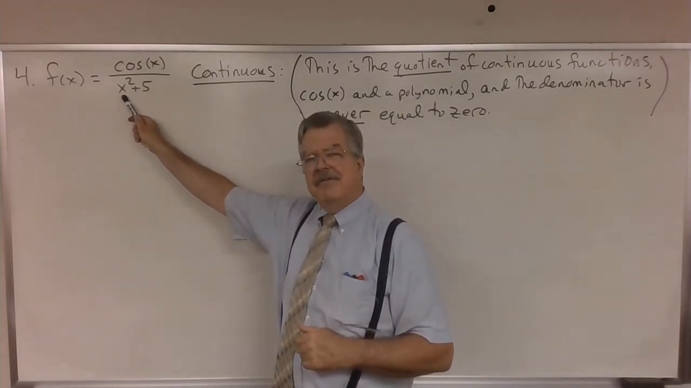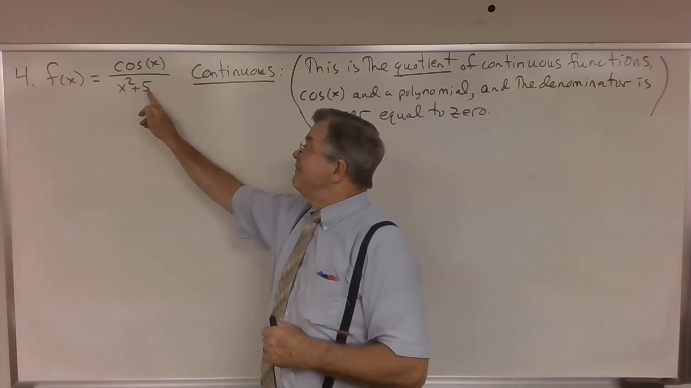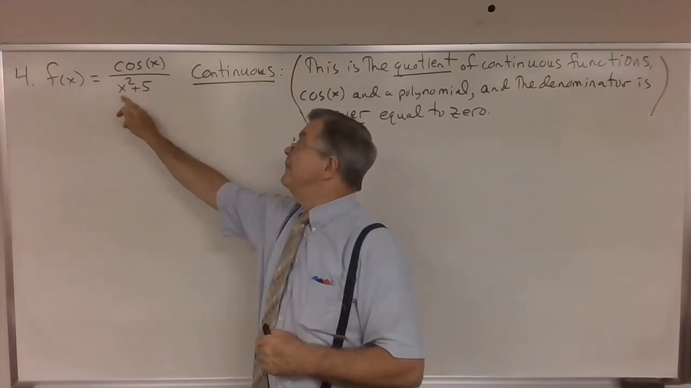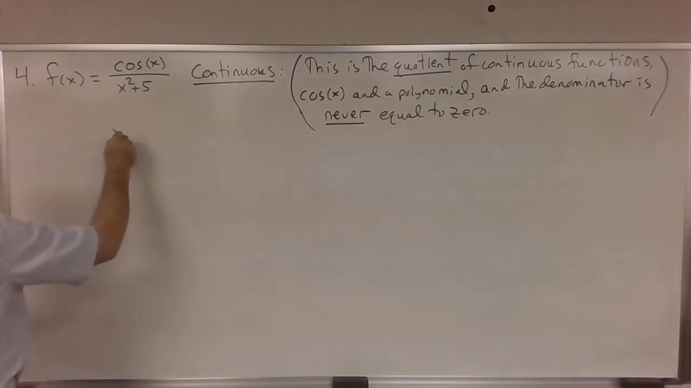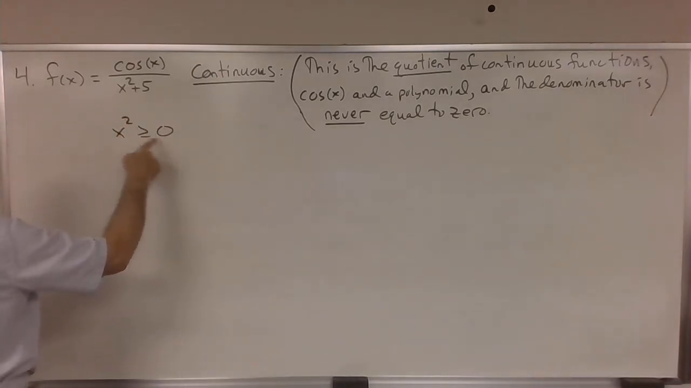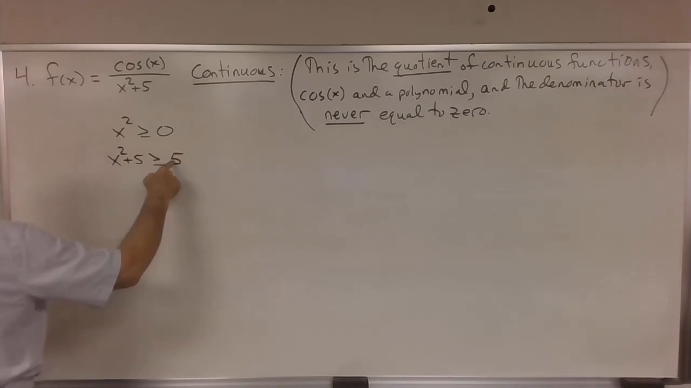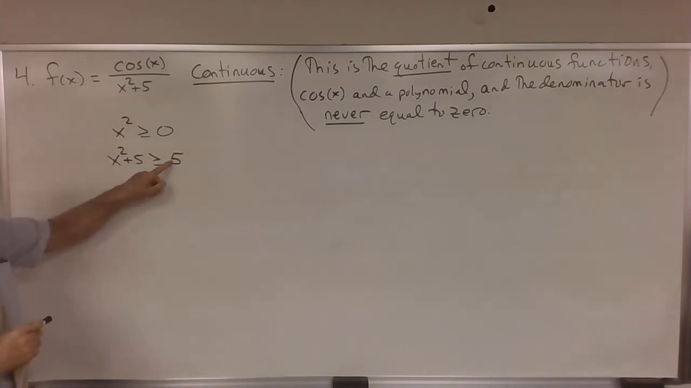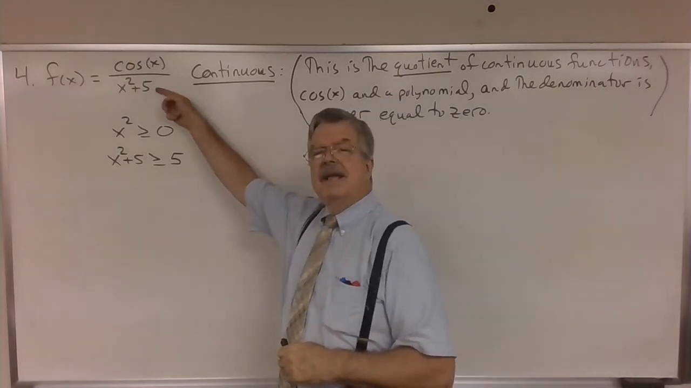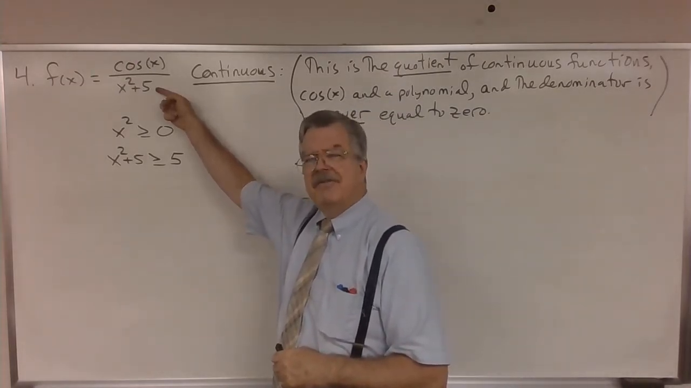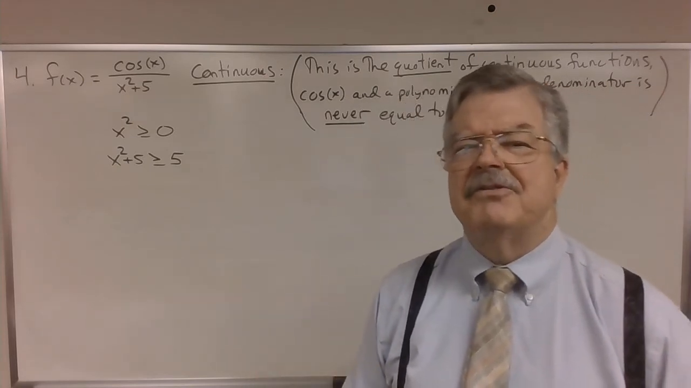X squared can never be smaller than zero. X squared is greater than or equal to zero. So if I add 5 to something that's greater than or equal to zero, I'm going to get something that's greater than or equal to 5, right? See? X squared greater than or equal to zero. So if I add 5 to both sides, I have that x squared plus 5 is greater than or equal to 5. This denominator can't be 0 because it's never less than 5. The denominator can't be 0. So that's an easy, common sense way of looking at it.